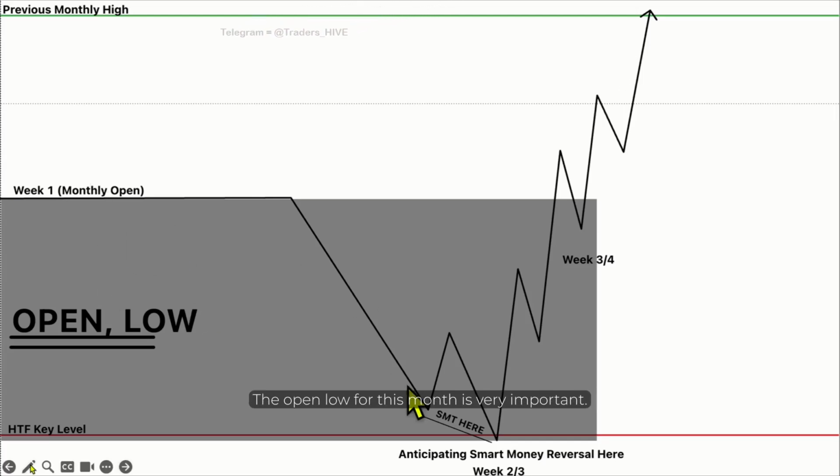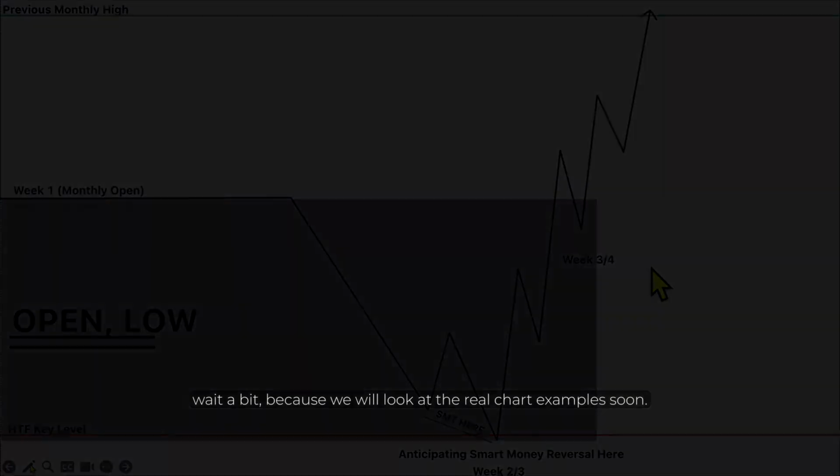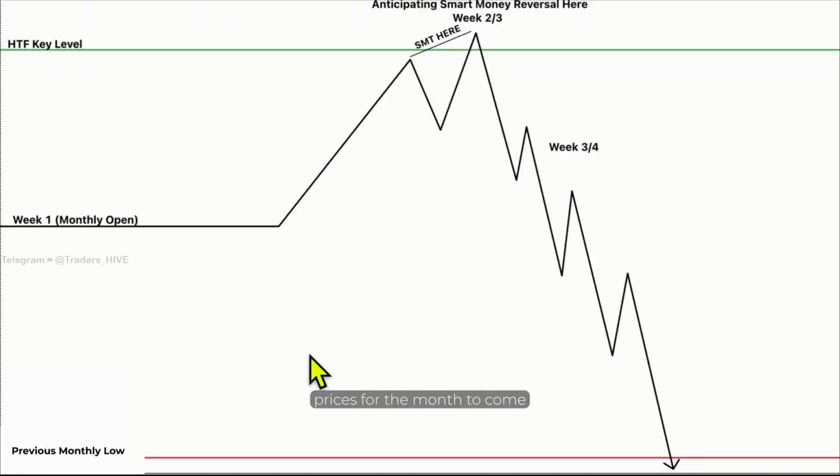The open low for this month is very important. If you want to see an example of this, wait a bit because we will look at the real chart examples soon. If we are anticipating lower prices for the month to come, what we'll be paying attention to is the following. We want to see the first week ideally consolidate.